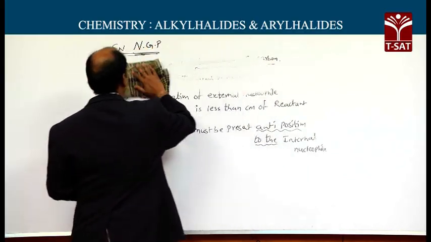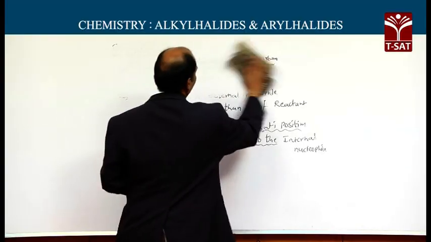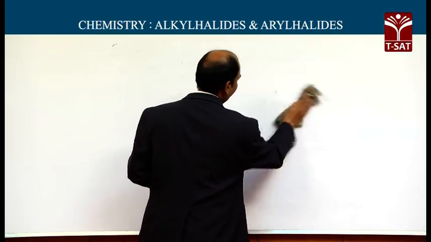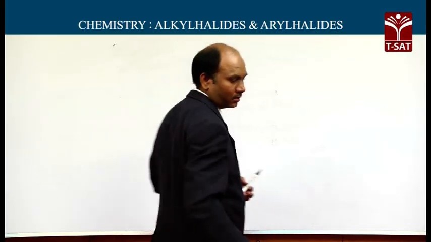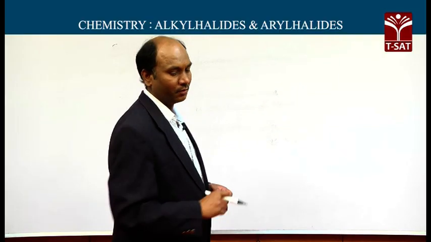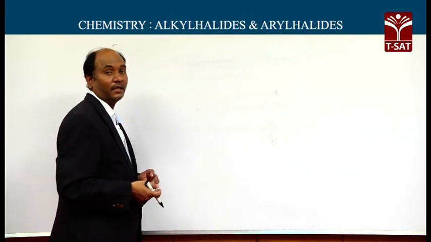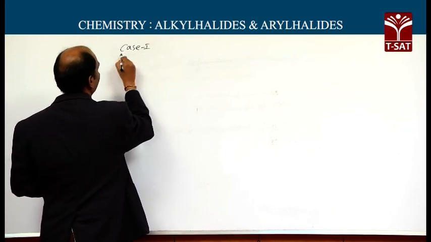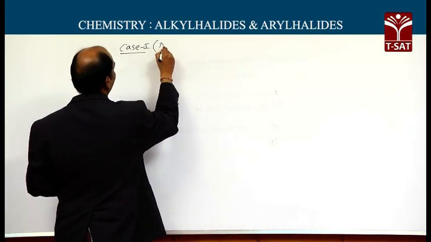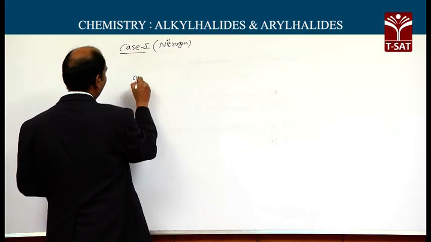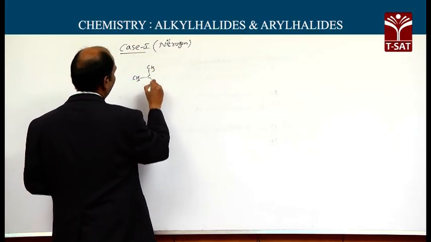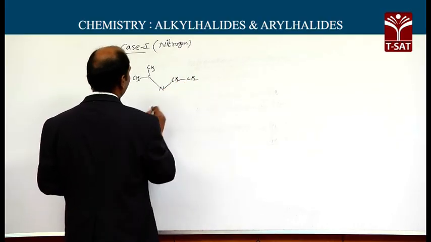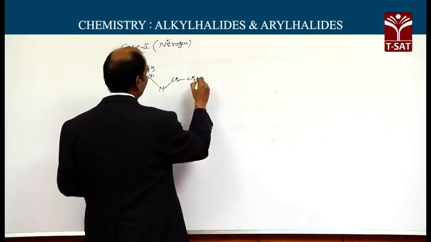So, where neighboring group participation takes place, that we are going to discuss. Generally, it takes place in many compounds: sulfur containing nucleophiles, nitrogen containing nucleophiles, and esters and other compounds are also possible. First of all, case 1: nitrogen acts as a nucleophile. If you take the example CH3, here it is N, and here it is CH2, this is H, this is CH2Cl.